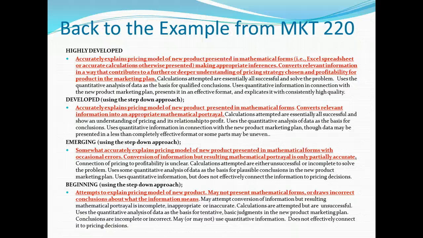At the emerging level, yeah, they got some of it. They have a pricing model. They missed the mark in a number of places, but they've got the general concept. And then at the beginning level, they tried, but they can't really relate that mathematical form, or if they did, they've got incorrect conclusions. They tried to convert the information, but it's incomplete or inaccurate.